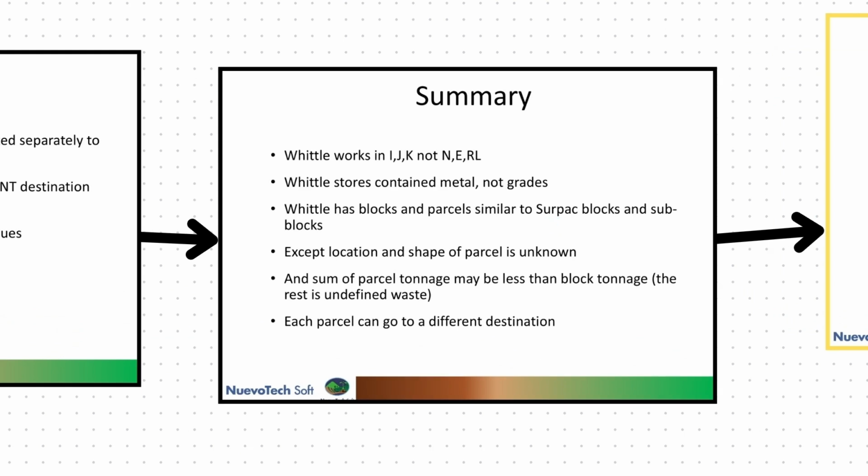To recap this session, Whittle uses IJK coordinates, not northing, easting and elevation. It just stores the content in metal, like pounds, rather than grades. Whittle blocks and parcels function similarly to Surpac blocks and sub-blocks, but the parcel location and shape are not tracked. Also, some block tonnage might be undefined, treated as waste.